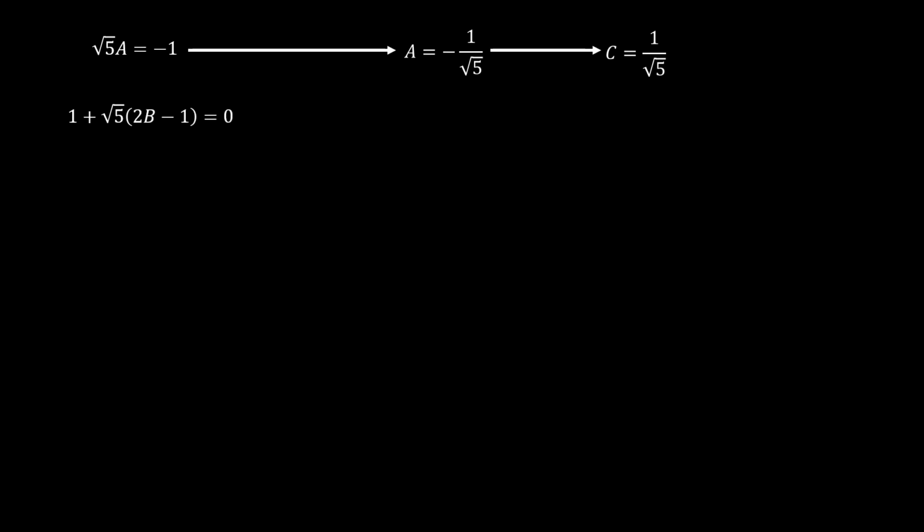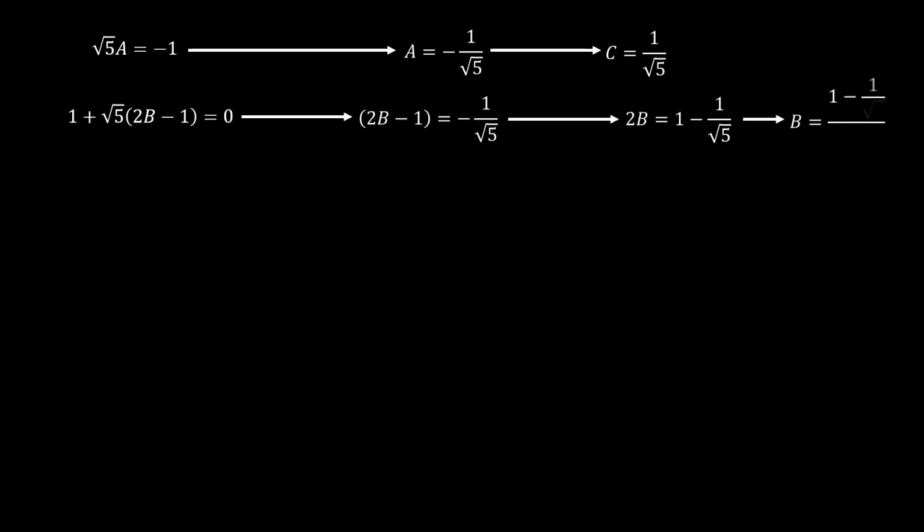Also, since we saw that 1 plus root 5 times 2b minus 1 equals 0, we can subtract 1 on both sides, so we have root 5 times 2b minus 1 equals negative 1. If we divide by root 5, we have 2b minus 1 equals negative 1 over root 5, and therefore 2b is the same as 1 minus 1 over root 5, and therefore b is the same as 1 minus 1 over root 5, all over 2.